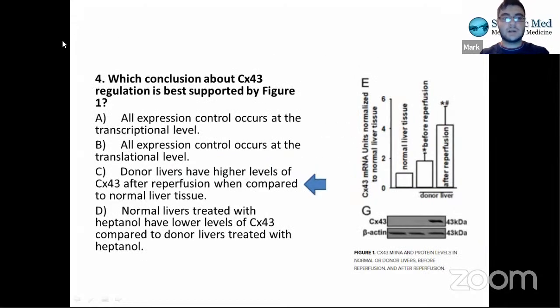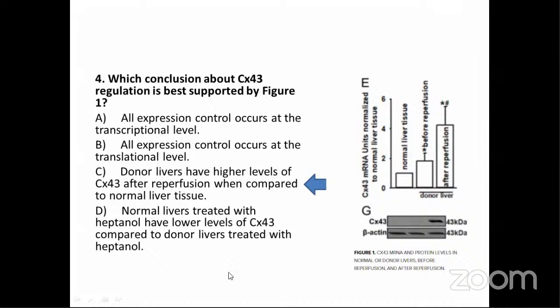Before we move on to the next practice passage, any questions about this practice passage or any of the topics I've covered so far? Yes, sure. I have a question with the first question with the connexins and desmosomes. Could you go back to that one, please, Mark?